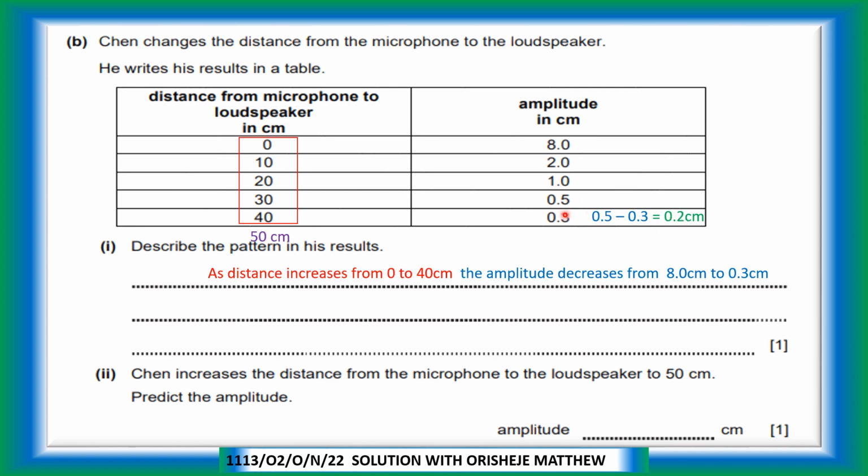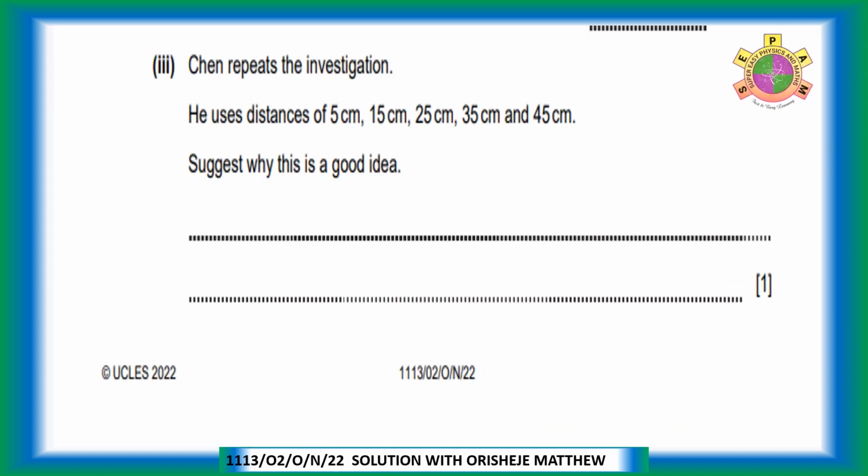So if the amplitude is going to drop by 0.2 cm, what will be the value that is going to be measured? That will be 0.3 take away 0.2. So it's going to be between 0.1 and 0.3. So the new value can be 0.1 or 0.2. Anything you write between those values is going to be the amplitude.